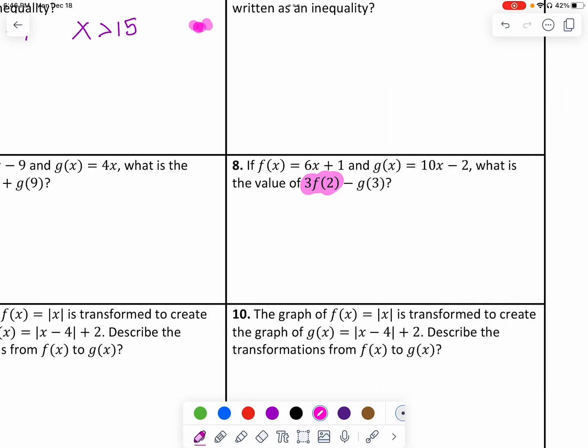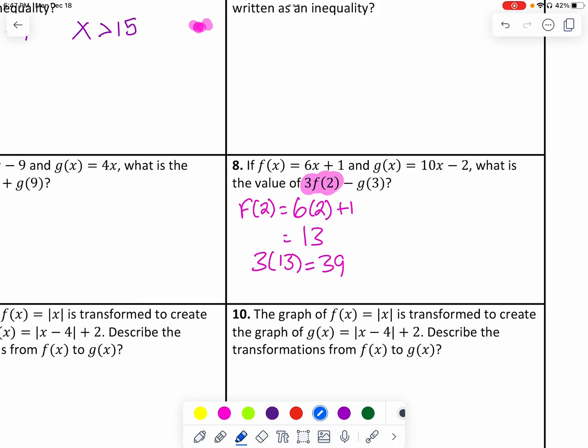There we go. Okay, so now what 3f of 2 is telling us is we're going to plug into f. Let's start with that. We're going to do f of 2. That's equal to 6 times 2 plus 1, because all I'm doing with that part is I am plugging 2 in for any x that I see. So that is going to give me 13. Okay, now this 3 part, this 3 that is out in front, this is telling me multiply all of f of 2, so 13 by 3. So I'm going to multiply 13 by 3, which gives me 39. Okay, so that's my first part.